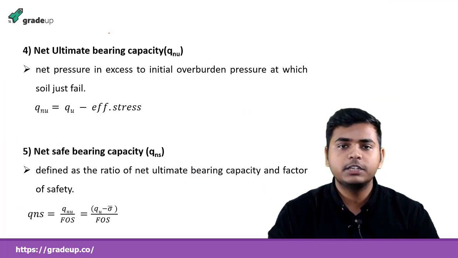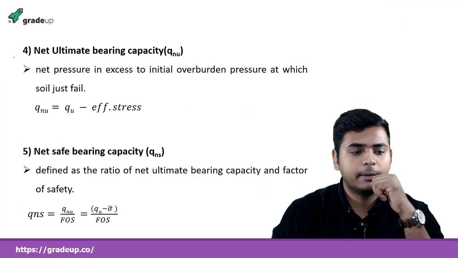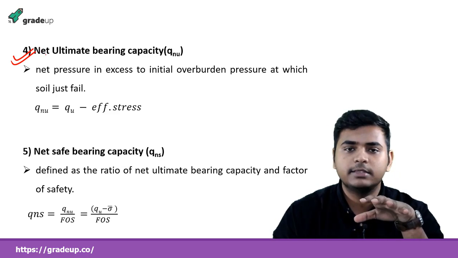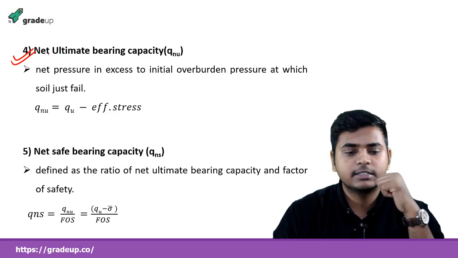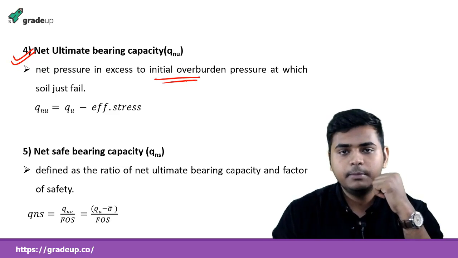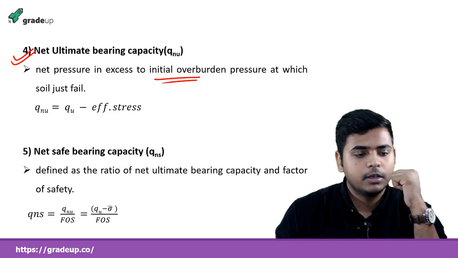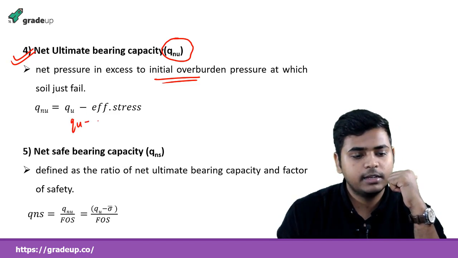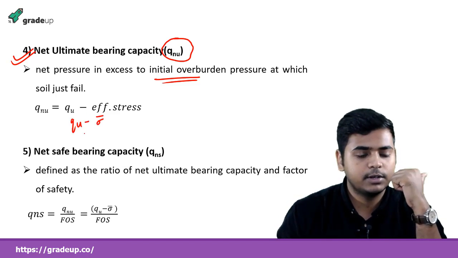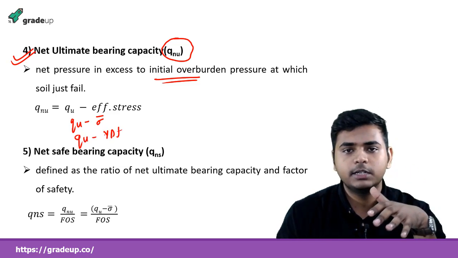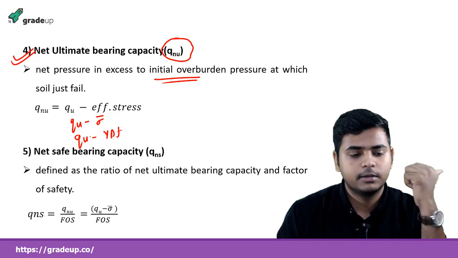Now moving on to the next definition, the net ultimate bearing capacity. Again the term net is coming, so this net ultimate bearing capacity will be the net pressure in excess of the initial overburden pressure, the same as the net bearing pressure we studied before. So Qnu, net ultimate, is equal to Qu minus effective stress, that is Qu minus sigma bar, Qu minus gamma Df. Now this gamma may be either submerged or bulk.